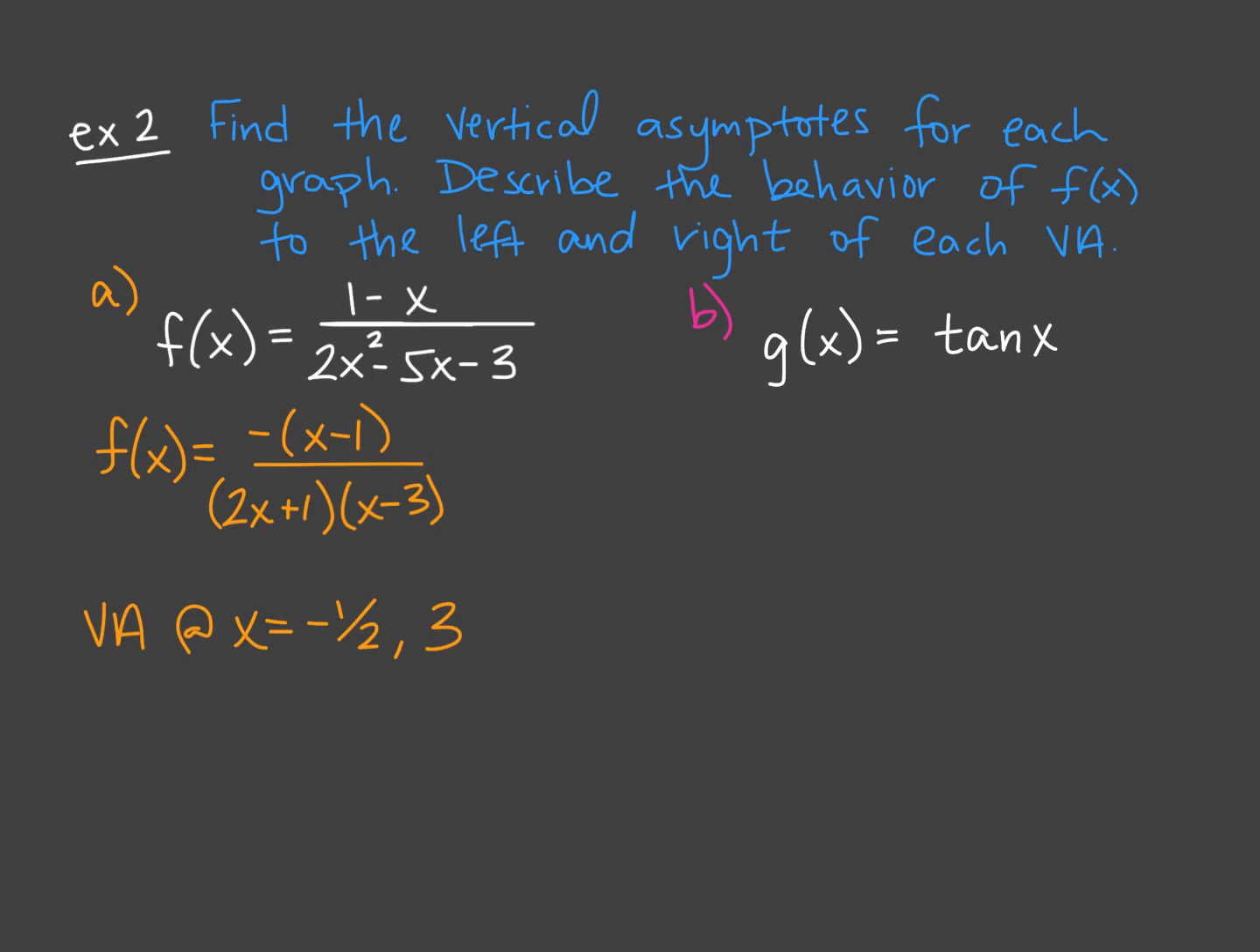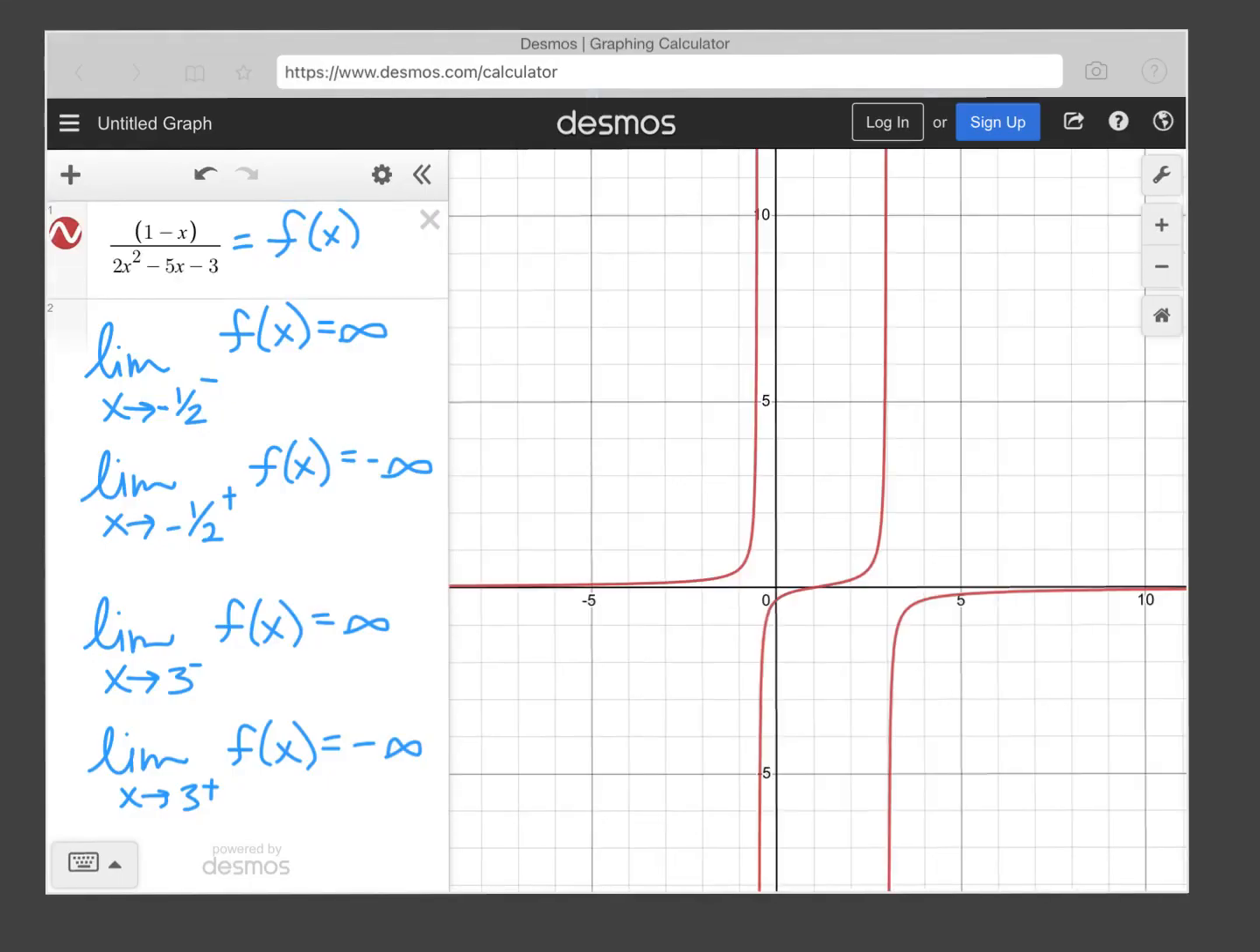Graph this f of x into Desmos and go ahead and write out the 4 one-sided limits, 2 for each vertical asymptote. Pause the video and then play to check your work. Here are the 4 one-sided limits, 2 for each vertical asymptote. The overall limits at -1/2 and at 3 do not exist.